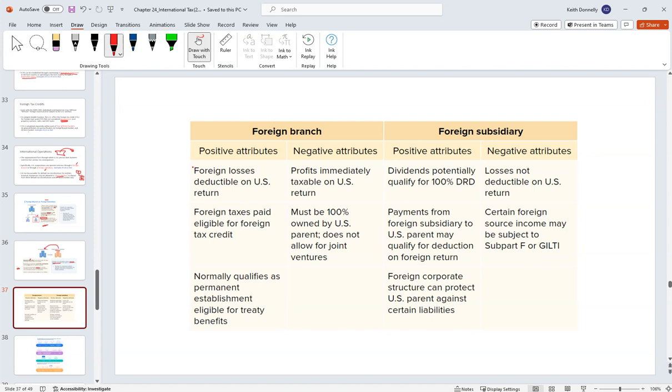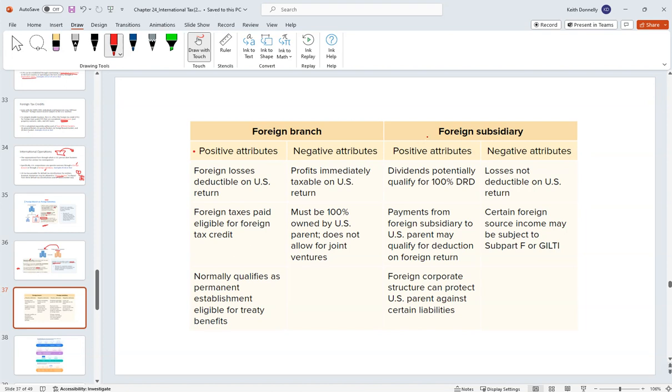The branch: what are some of the good things with it? Well, foreign losses are going to be deductible on the U.S. return. Foreign taxes paid, we can get the foreign tax credit for. It's normally going to constitute a permanent establishment, which can hook us up with treaty benefits. What's the bad? Well, the income is going to be taxable now as a general rule, which is not a good thing. Although if we have a loss, we can utilize that loss. Another negative is it has to be 100% owned by the U.S. parent. In other words, we can't have a joint venture here.